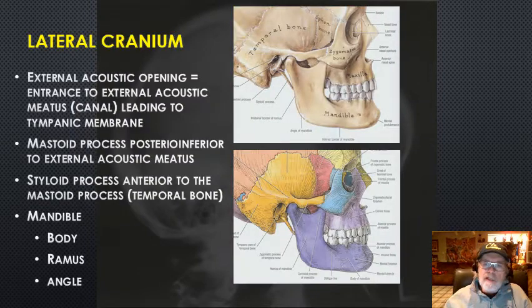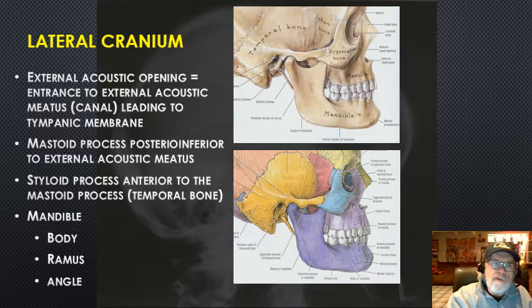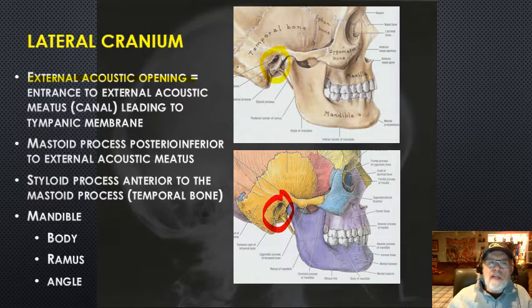Okay, the lateral cranium, we talked a little about this before, but there are some points that we didn't bring in, that I think are really important to talk about. First of all, what's called the external acoustic opening, and that's this area right there, and you can see the same thing right down here, and that's the entrance to the ear canal. If you take your finger and stick it in your ear, you can stick it in a little bit. I mean, never stick a Q-tip in there. Don't stick a Q-tip in.